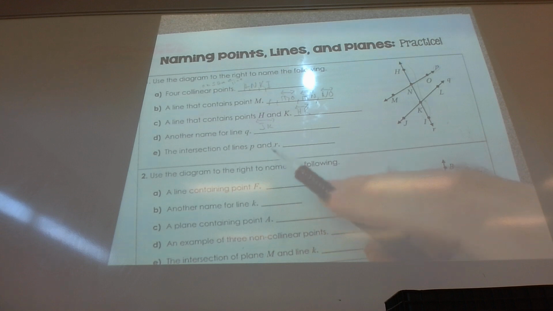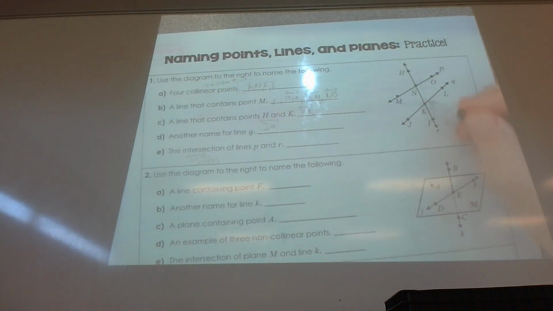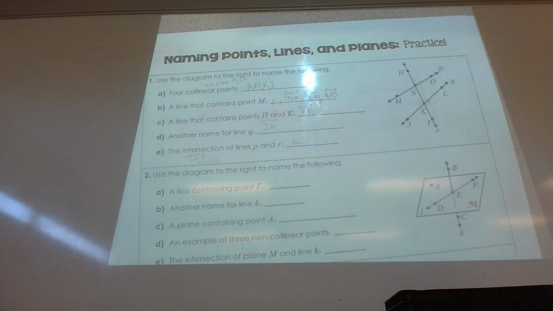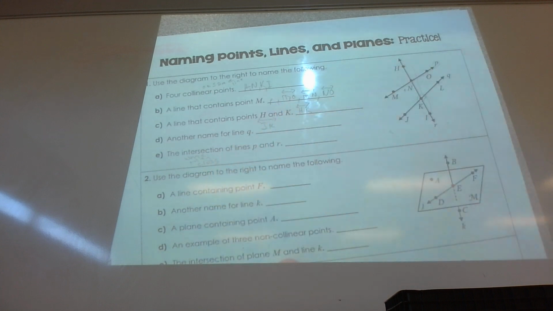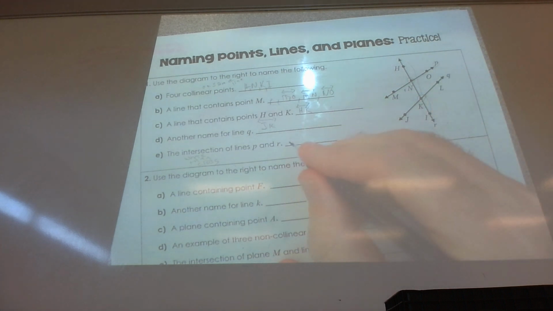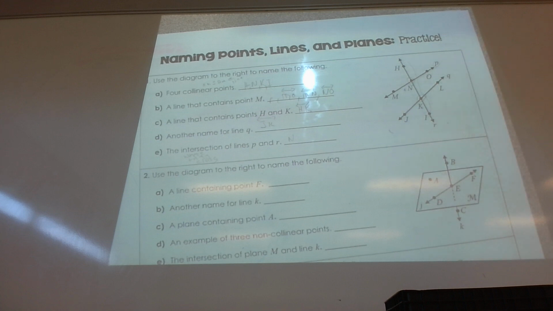Now the intersections of line P and R. Now intersection is just where they cross. Okay, well they cross right there at K. Nope, sorry, that's my fault. It's P and R. P is up here, R is here, so they cross there at N. Okay? So, that's all that is. It's nice, simple, and you're just reading the diagram.